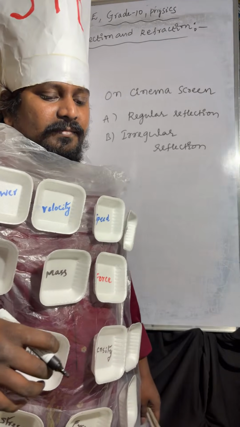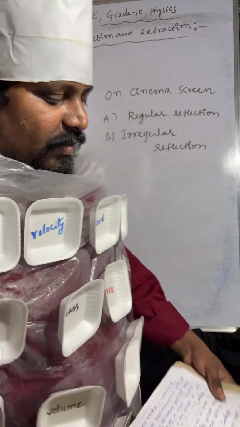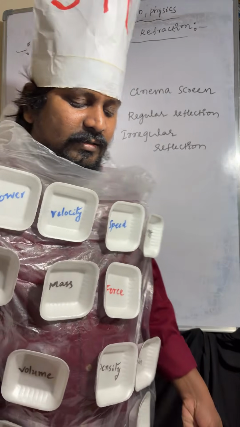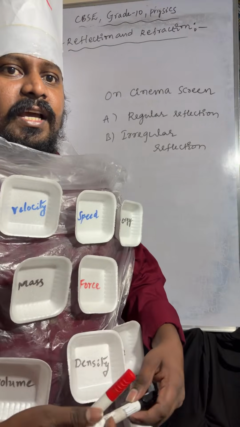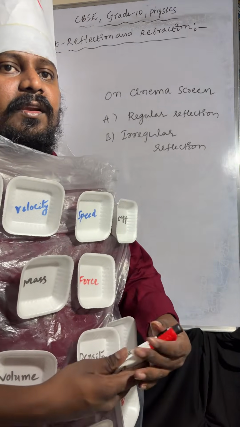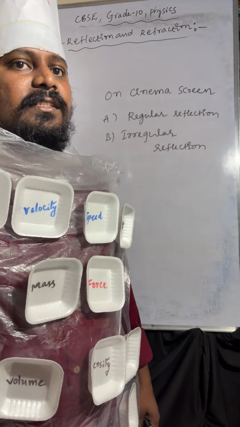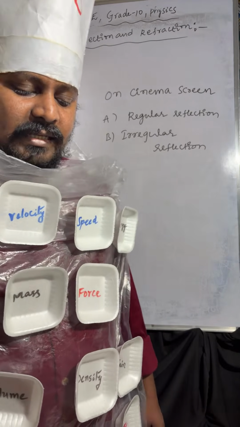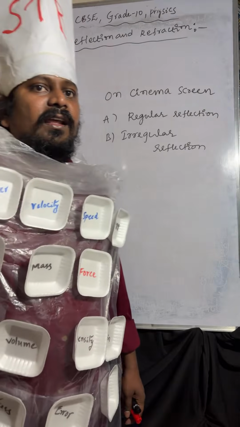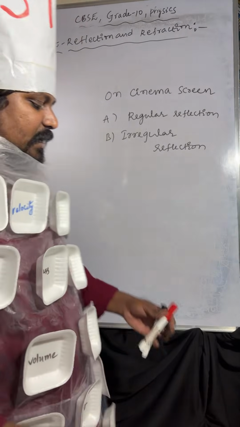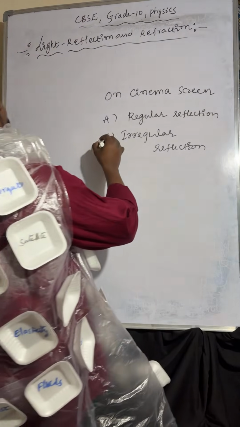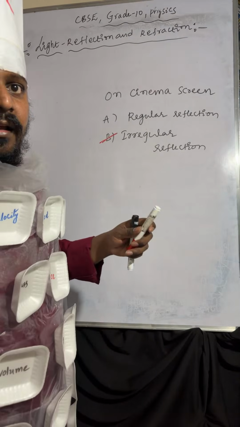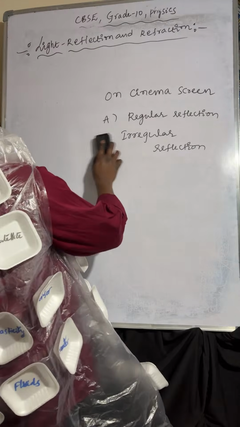Regular or irregular? Irregular. Does anyone know the answer? Let me know. On cinema screen, regular reflection or irregular reflection? On cinema screen, irregular reflection takes place. The option is irregular.